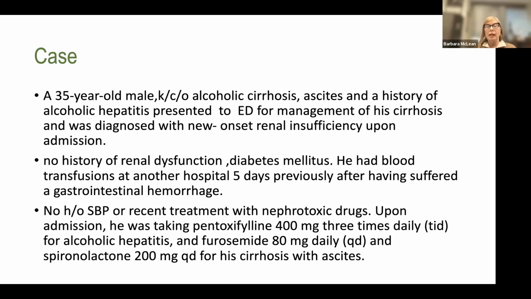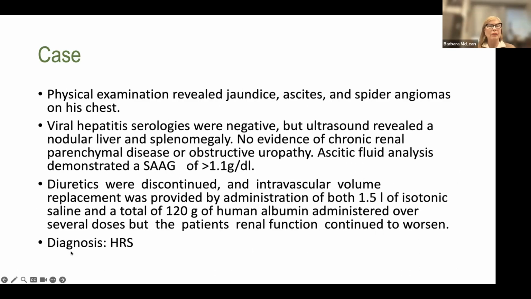On admission, he's taking pentoxifylline, 400 milligrams 3 times a day for his alcoholic hepatitis, and furosemide, 80 milligrams a day, and spironolactone, Aldactone, 200 milligrams QD for cirrhosis with ascites. So we're trying to control his alcoholic hepatitis here with pentoxifylline, and we're trying to promote diuresis with his furosemide and spironolactone. And of course, spironolactone is a potassium-sparing diuretic, Aldactone.